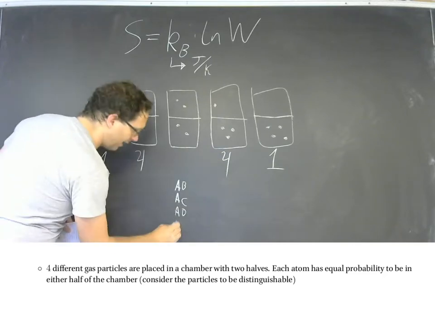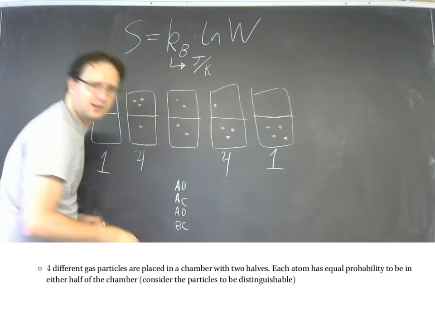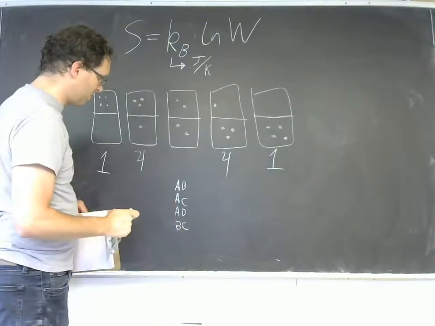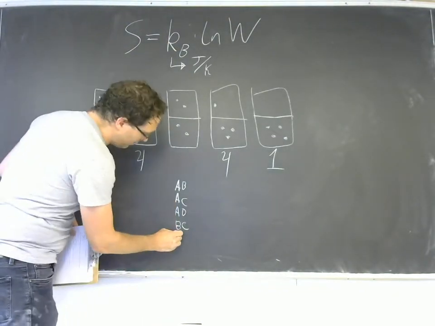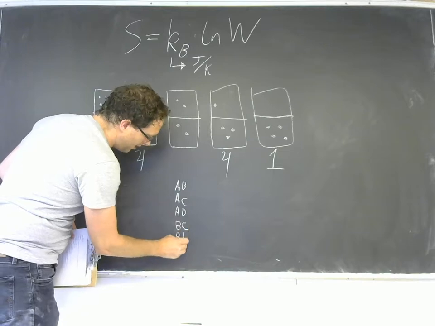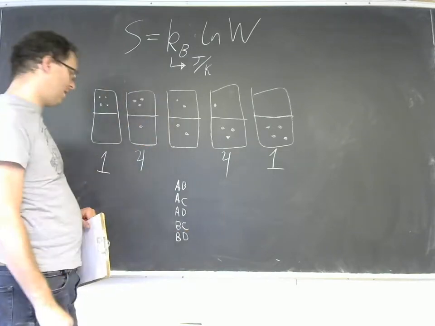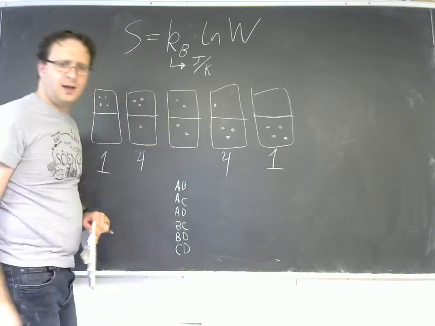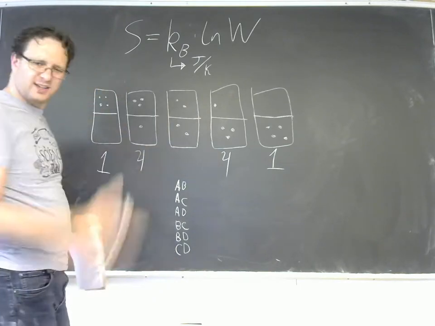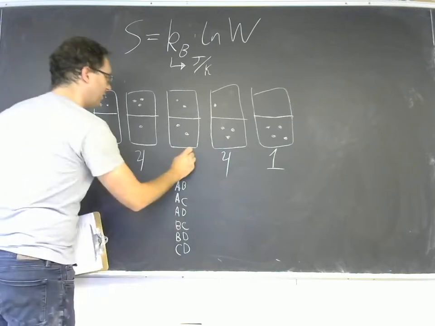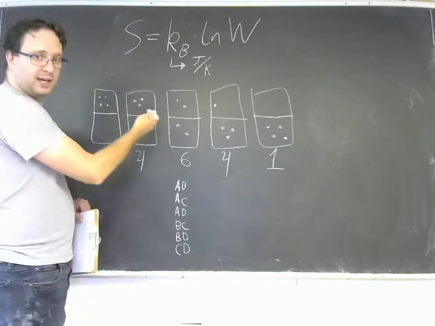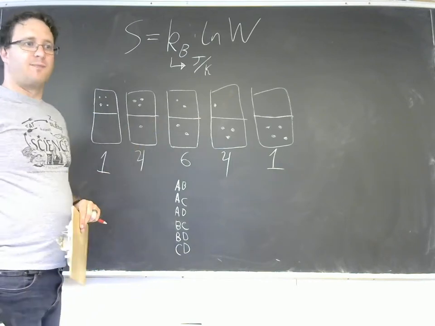But we can have B and C. I'm about to run out of space here, so I'm going to reclaim that bottom part of my chalkboard. We can have B and C. We can have B and D. And we can have C and D. So those are all the different ways that we could arrange this, and so we would have 6 different microstates which match this configuration.